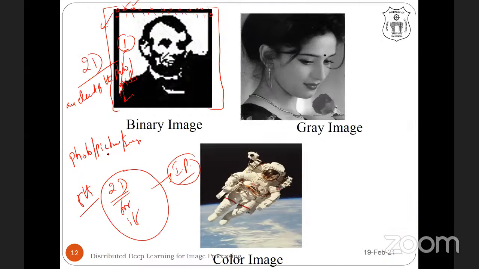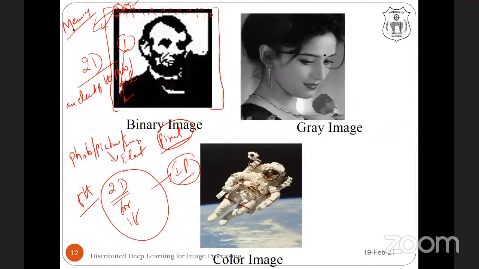By combining picture and element, they made the word pixel. That is the story behind the word pixel. Whenever I say pixel, a pixel is nothing but an element of the image. Obviously, an element is nothing but a number here. And when you want to store this element in the computer, you need memory.